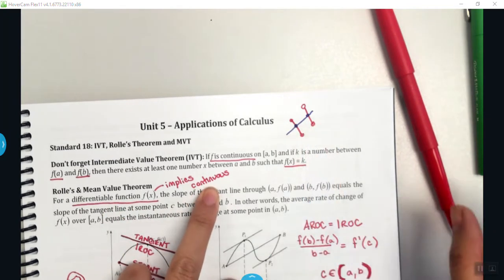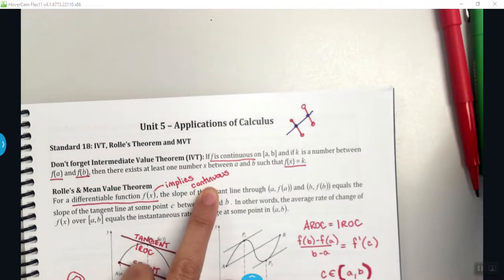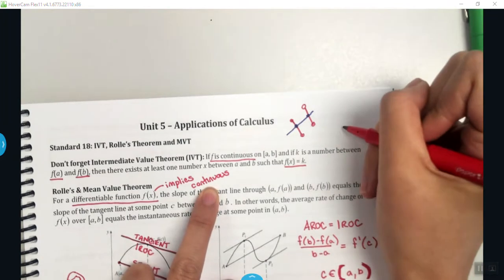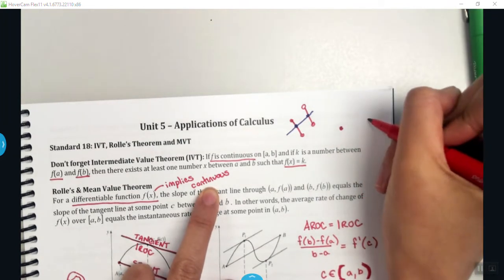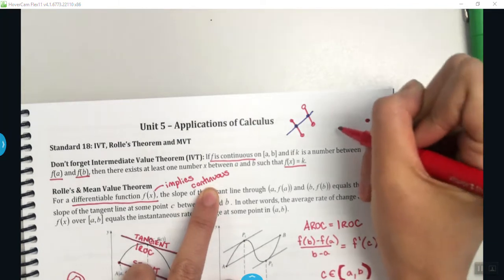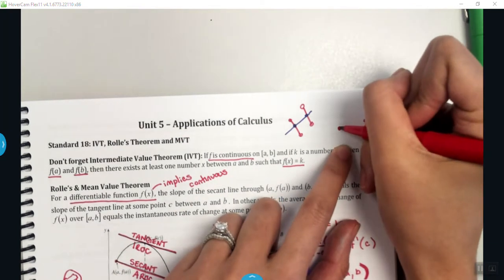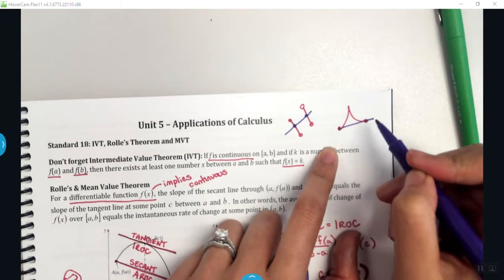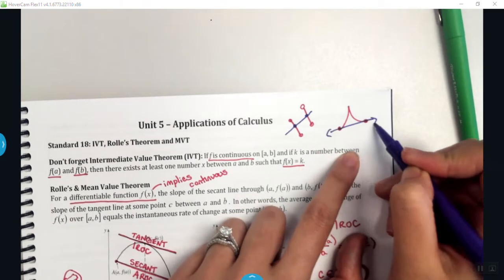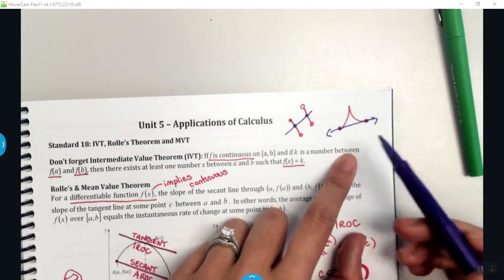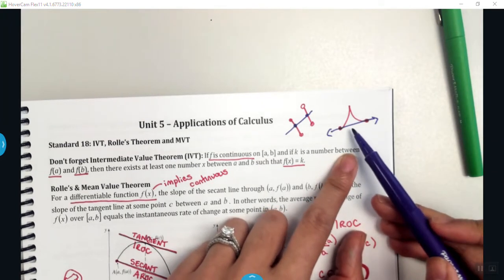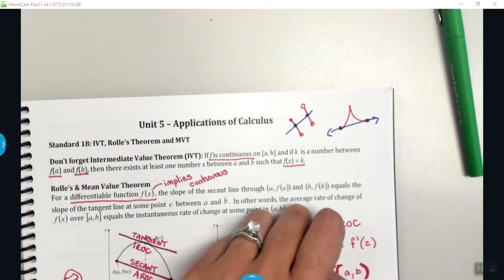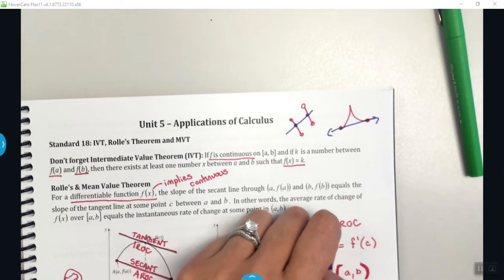And then if I have a point like this, and a point like this, and my graph looks like this, and I drew a secant line between these 2 points, there's no point on this graph where the slope will be parallel to this. So that's why it has to be differentiable. Do you see?